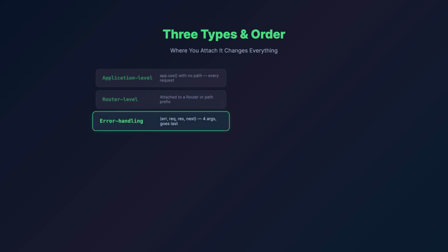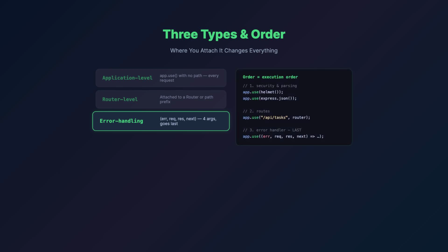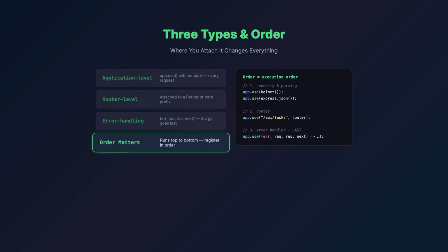The third kind is special, error handling middleware. It has 4 arguments instead of 3: err, req, res, next. Express looks at the number of parameters. 4 means it's an error handler. It only runs when something throws, or when you call next with an error. You put it last after all your routes.